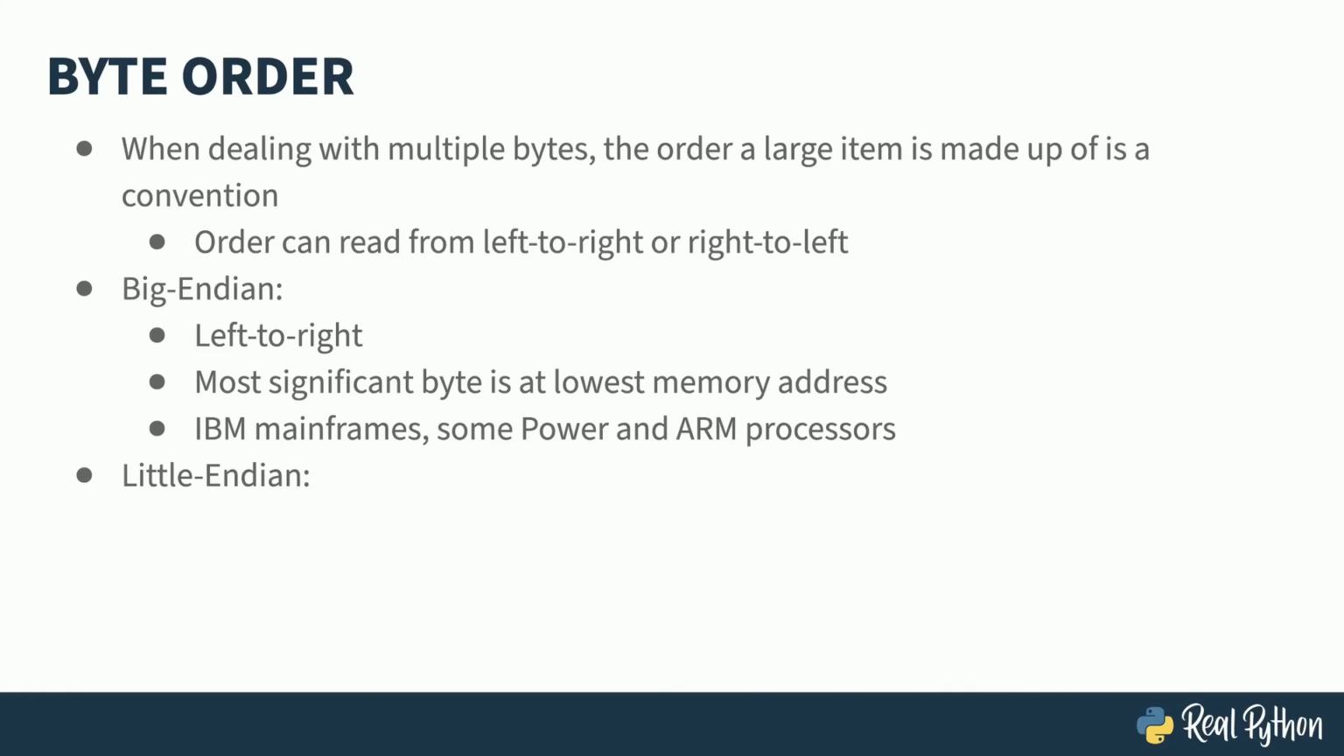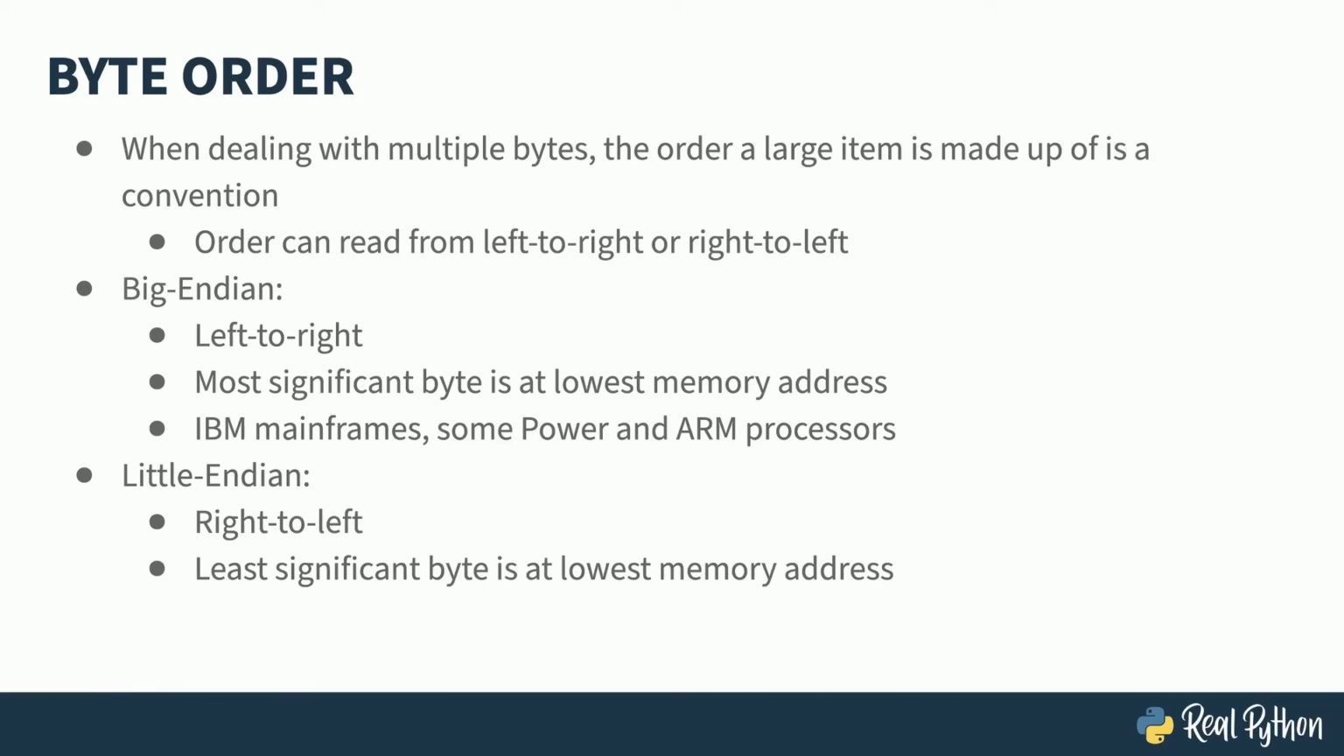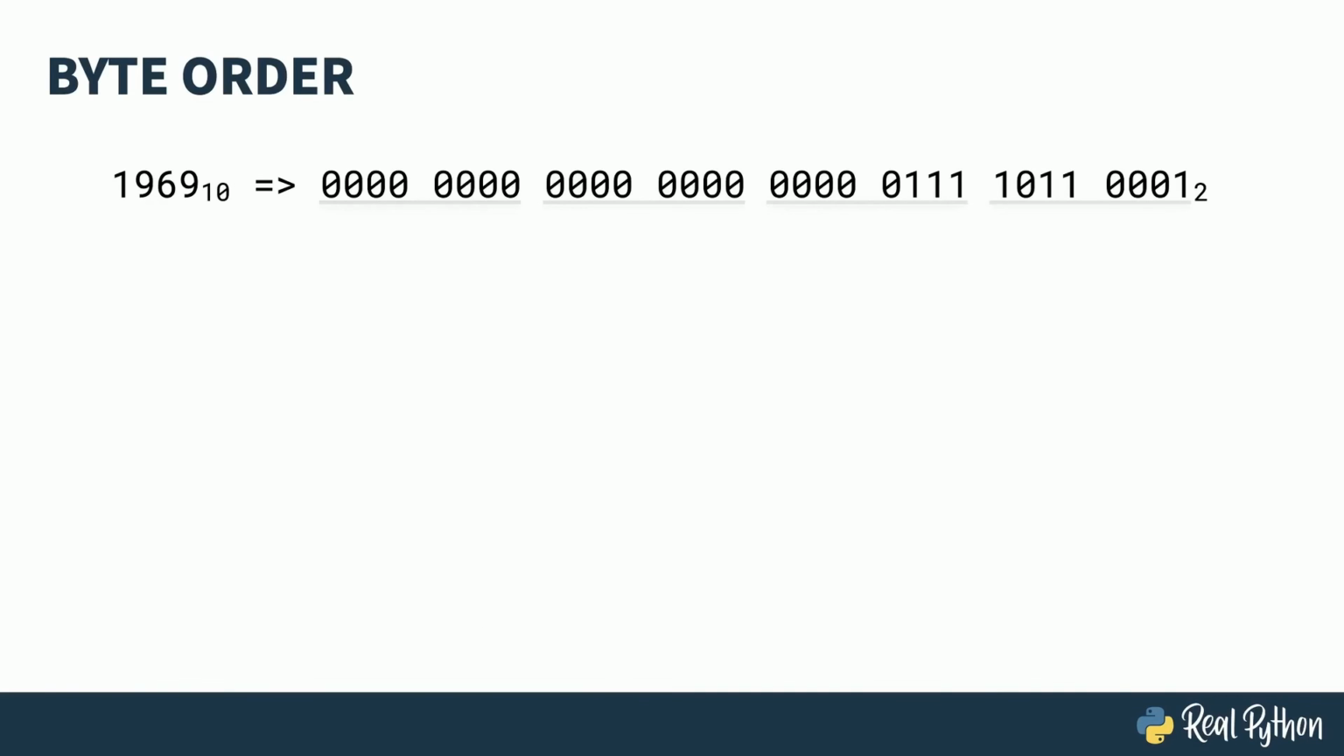On the other hand, little endian is the opposite. It's right to left. The least significant byte is at the lowest address in memory. The x86 architecture family is little endian. An example might shine some light on the differences between these two. The Python language isn't named after a snake, but after Monty Python, the comedy troupe. Monty Python's first show aired in 1969. Seems like as good a value as any to show off endianness.